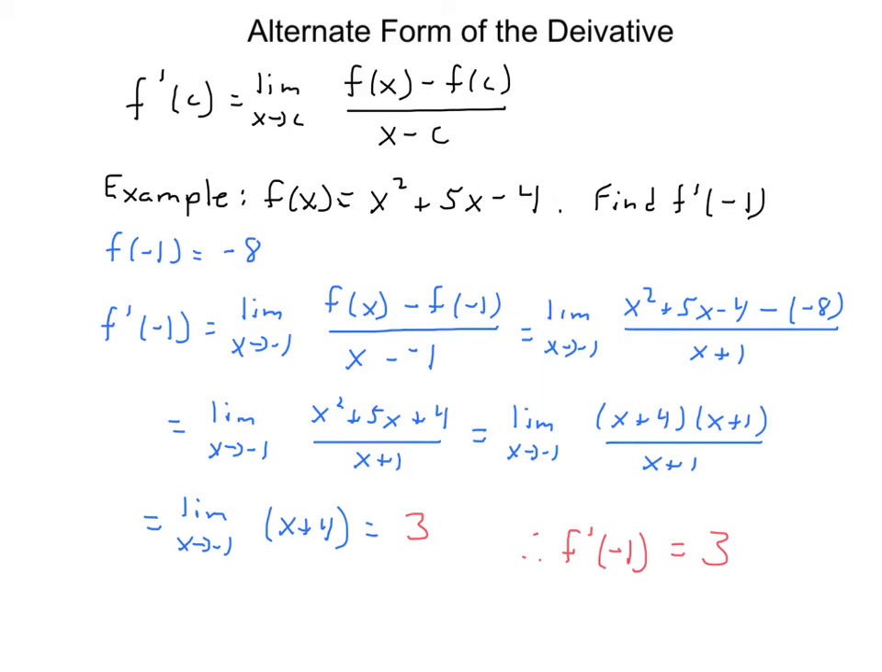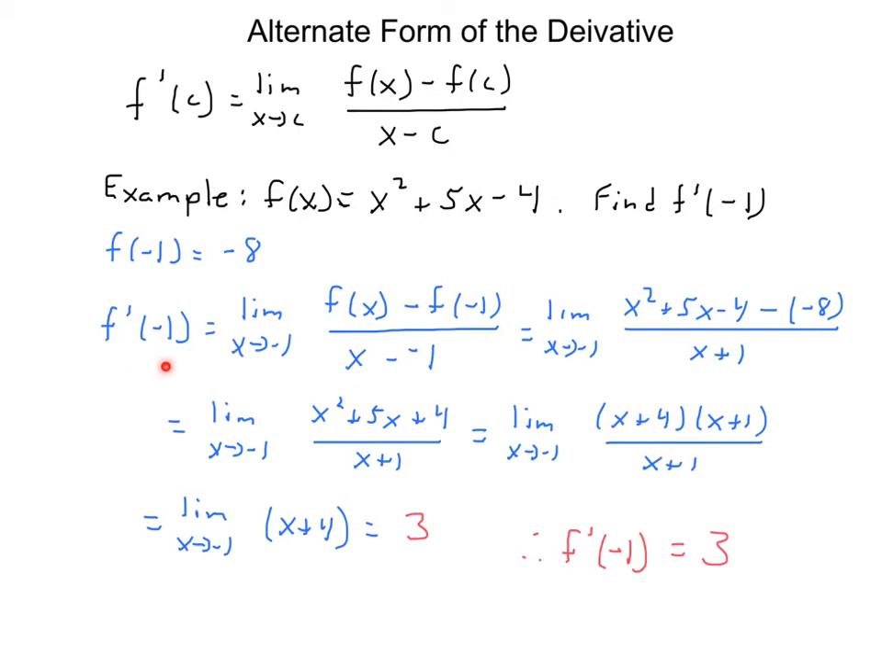Let's look at an example here. I have f of x is x squared plus 5x minus 4, and I want to find f prime of -1. So in this case, c is -1. The first thing I have to do is identify f of x and f of -1, because in this alternate form, the numerator is f of x minus f of c. So I plug -1 in for x, and that comes out to be -8.